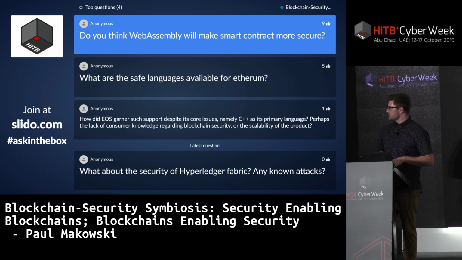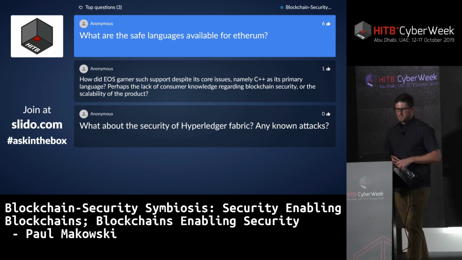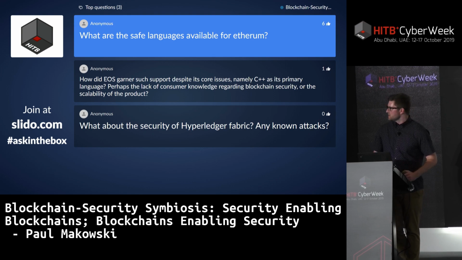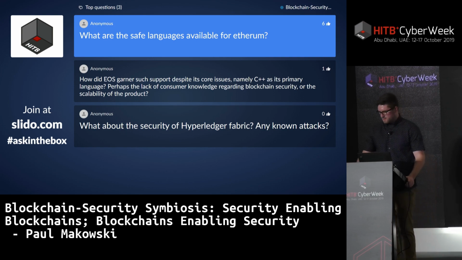So, okay. What are the safe languages available for Ethereum? If you're starting out, Viper is currently in beta, and that's Viper, VYPER, for like Python. If you're just starting out, I would encourage you to study both Solidity and Viper. Those are the main ones. But if you're going to be coding smart contracts, I would encourage you to code them in Viper, although most are currently in Solidity. So if you want to take a look at what's currently out there, you kind of have to know Solidity.